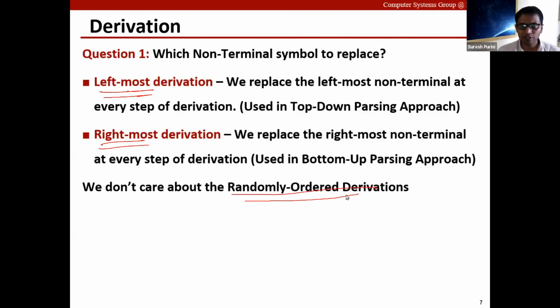Randomly ordered derivations means that in one step of derivation you use the leftmost non-terminal symbol, and in another step of derivation you use the rightmost non-terminal symbol. In another step, you may choose a non-terminal symbol which is neither leftmost nor rightmost. Those are called randomly ordered derivations, and we don't care about these.